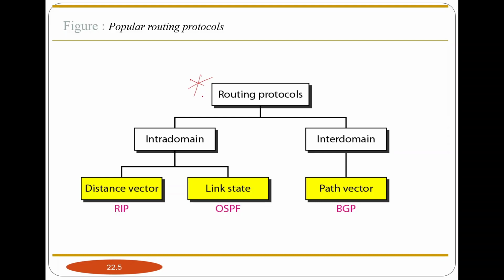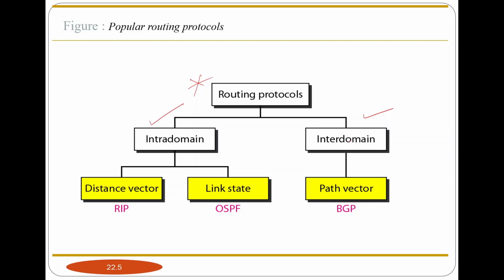So we can see different types of routing protocols. Usually there are two types: intra-domain routing protocol and inter-domain routing protocol. Intra-domain means it is within a network, like within our campus. Within a particular network, we are going to talk about two types of protocols, that is the distance vector protocol and the link state protocol.